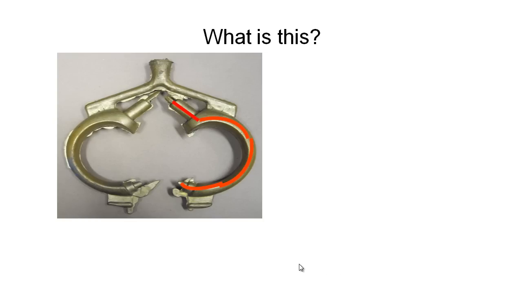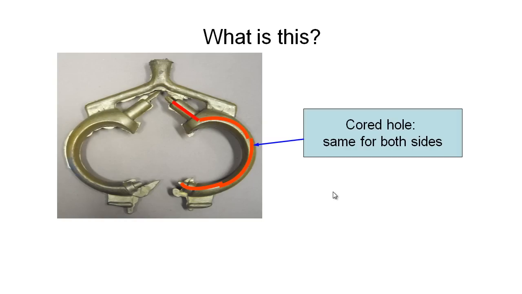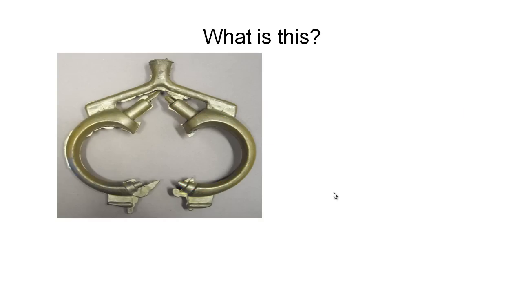it actually has a core inside it. So this at the end here is the core print where the core would have sat, and it has a core running all the way through it, which is going to have a variable cross section and go all the way around to here. So that is the first hint. This is a hollow part, and this core is going to be the same on both sides of this cast part.